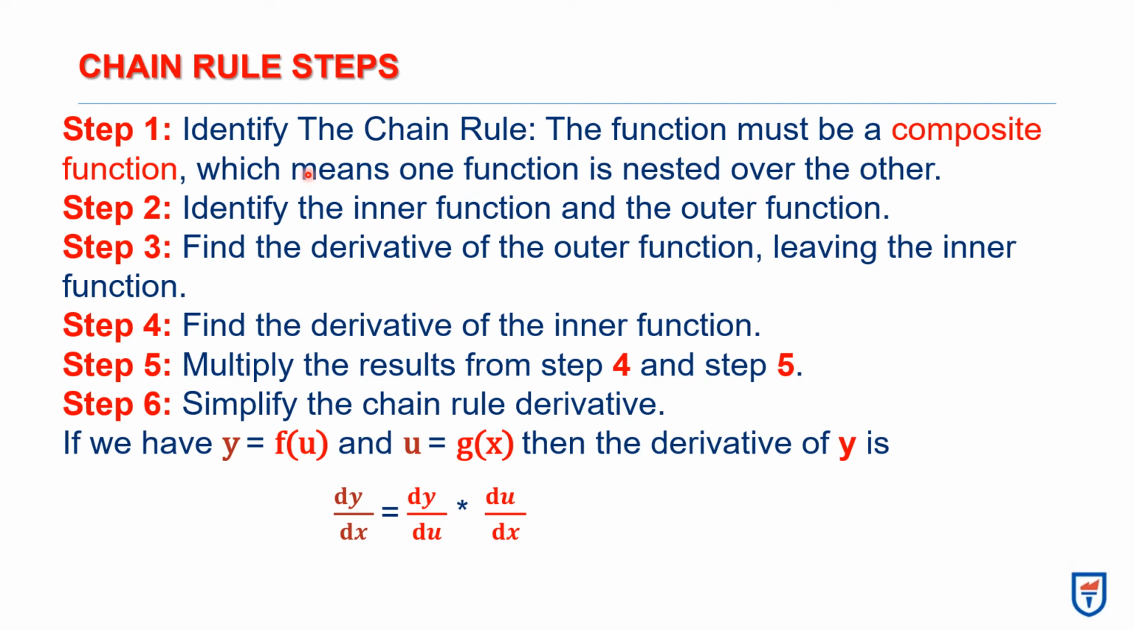The chain rule is applied in a number of steps when we are finding the derivative of a function. The first step is to find whether the function is a composite function, for us to be able to apply the chain rule. Then the second step, we identify the inner function and the outer function. Then the third, we need to differentiate the outer function, leaving the inner function.